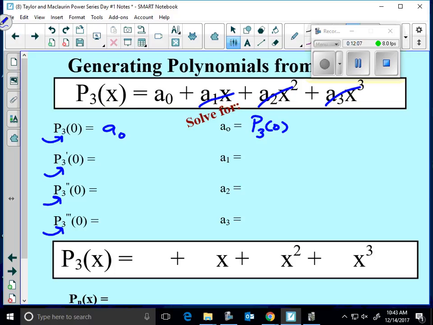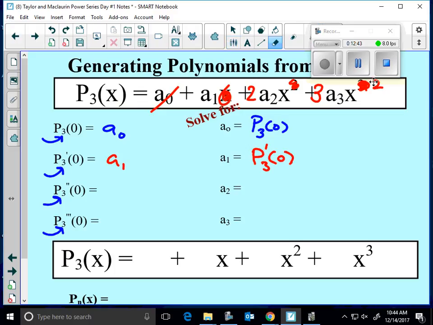Okay, so let's say I took the derivative of said function. The derivative of this, of course, that'd go away. The x would go away here. This would become 2a2 x, and this would become 3a3 x squared, right? So if I plug a 0 into that, now what do I have left? a1, right? So a1 is equal to p prime of that polynomial at 0.